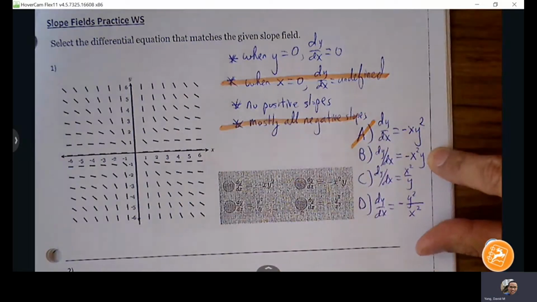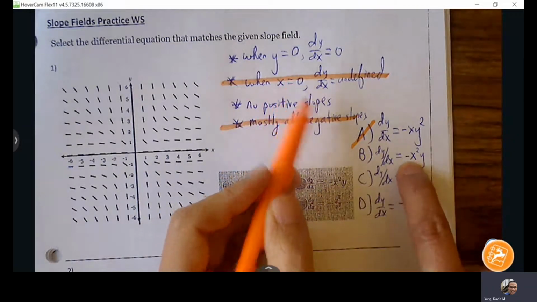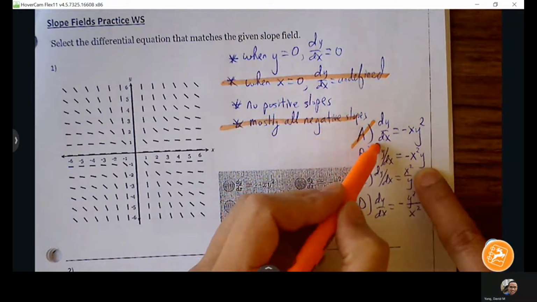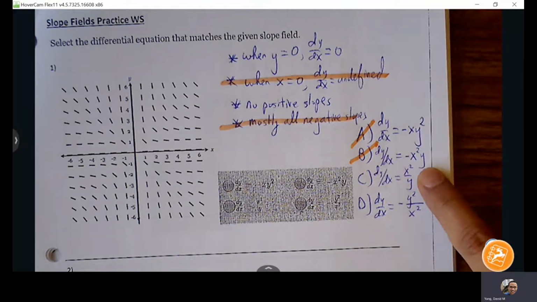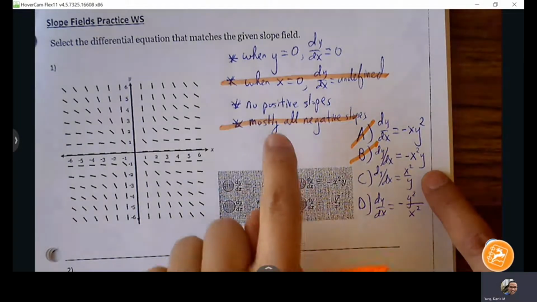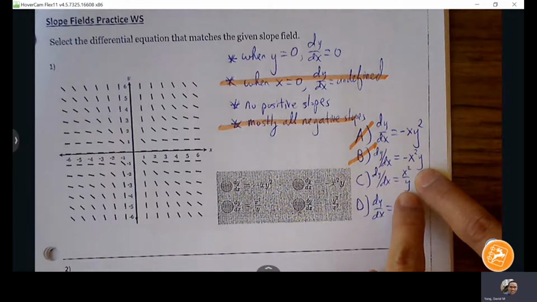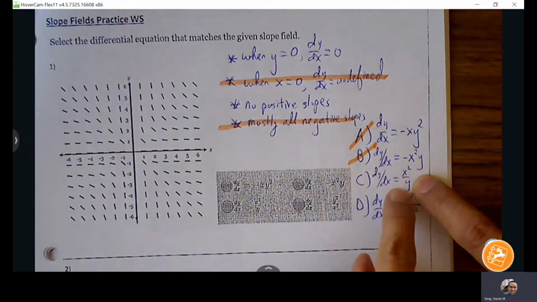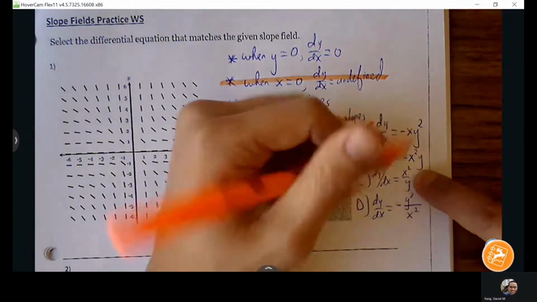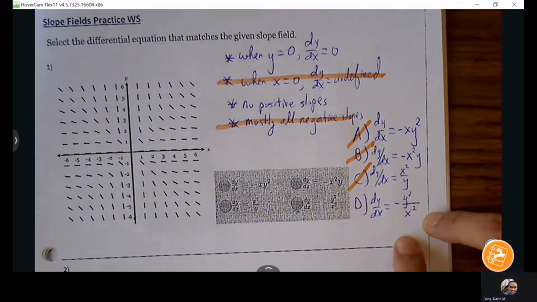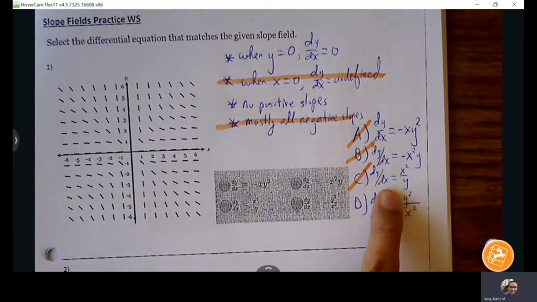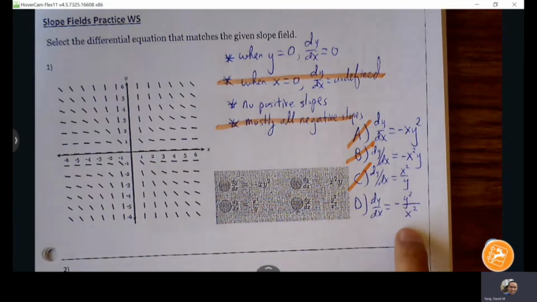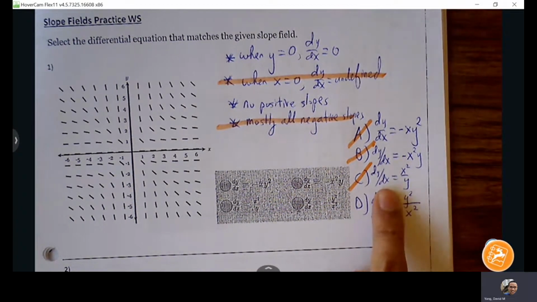How about B? Remove as well, right? If I'm inserting zero for x, I'm getting y, but y is not undefined, at least not everywhere. Okay, x squared over y. Remove. Is this going to be guaranteed to give us negative values? No, right? This is sometimes positive, sometimes negative. We know that can't be true. And then for D, when x equals 0, I'm getting undefined, and I'm getting negative values because x squared and y squared are guaranteed to give me positives. And if I put a negative in front, then every value I can think of is always going to be forced negative, because it'll be positive before the negative gets introduced.